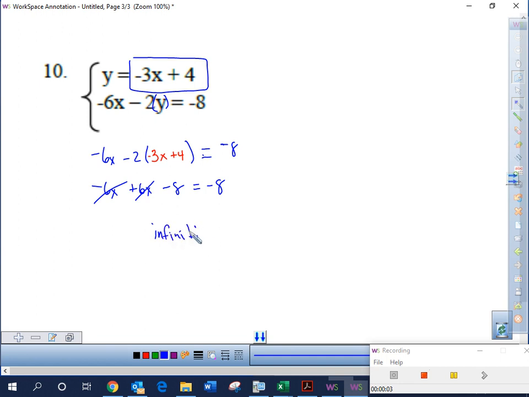But remember, we need that fancy answer. So in the form, we let x equal x, and we'll go back up and see what y equals, and boy, that's nice. They told me what y equals. y equals negative 3x plus 4. So any ordered pair on this line would be a solution to this system because these two lines are right on top of each other.